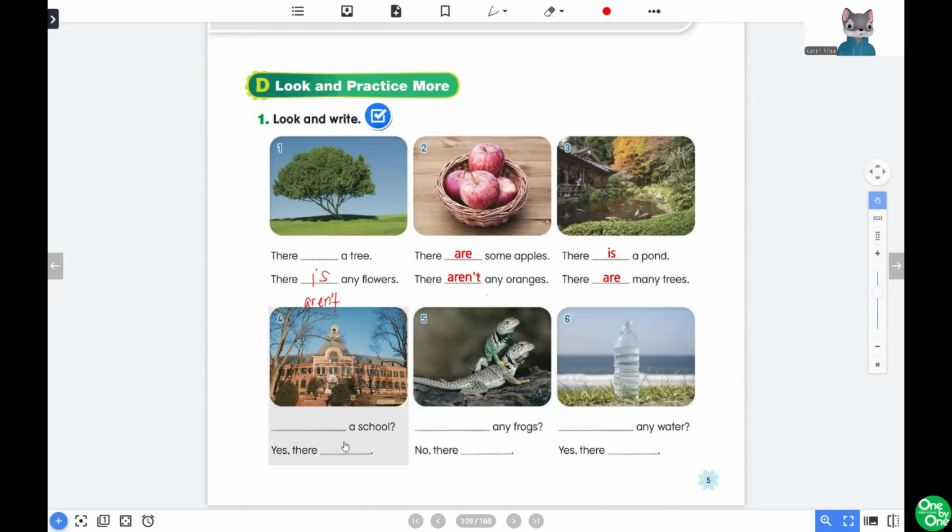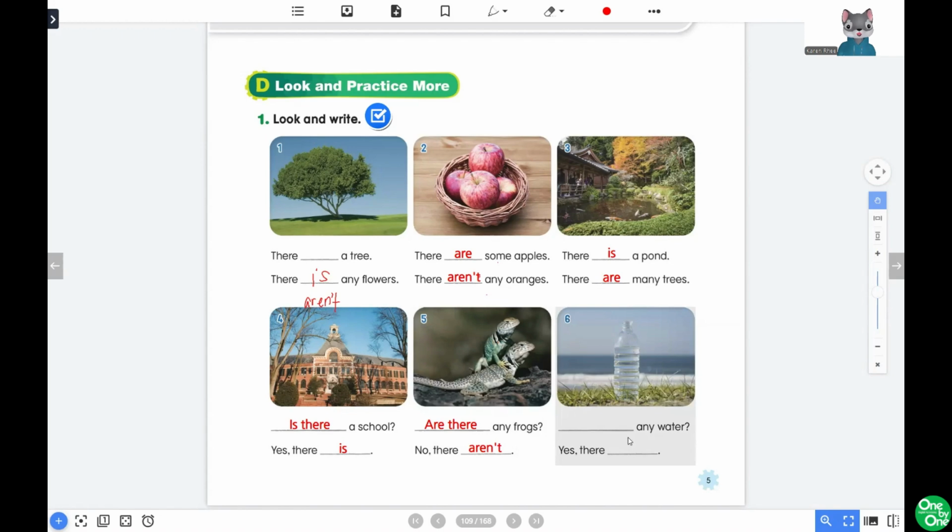Number four. Yep. We need to use, it's very, very far over there, and we're asking whether that school is your school. So is there a school? Yes, there is. Now, we're asking if there are any of these frogs. So we say it's more than one. So are. That's right. Are there any frogs? No, there aren't.